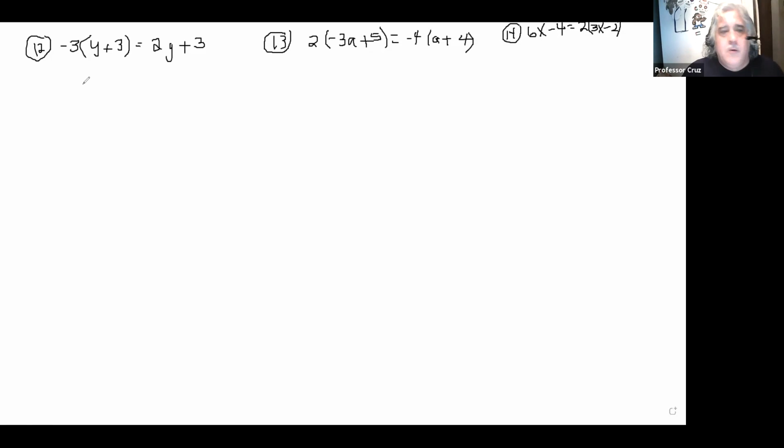All right, so over here on this one, it's distribution: -3y times y, and then -3y times +3 is -9, right? So then over here, it's going to be 2y plus 3. Those don't need anything done to them. All right.